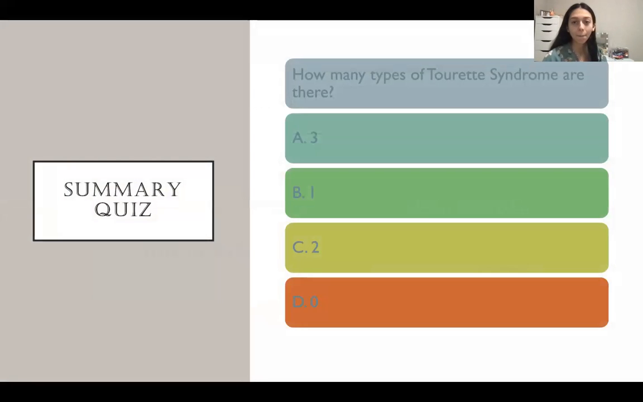Next question. How many types of Tourette syndrome are there? 3, 1, 2, or 0? The answer is 2. So when we discussed the types of Tourette syndrome, there is motor and vocal. Those are the only types of Tourette syndrome, which are the motor tics and the vocal tics.